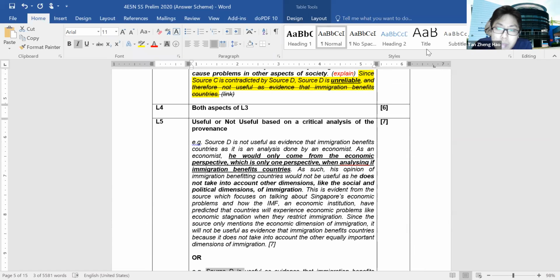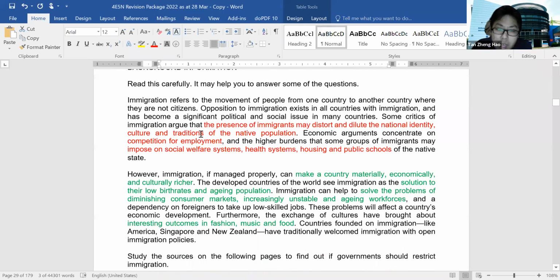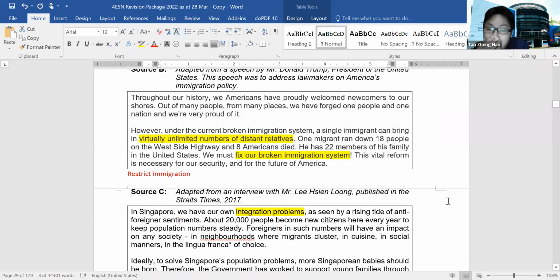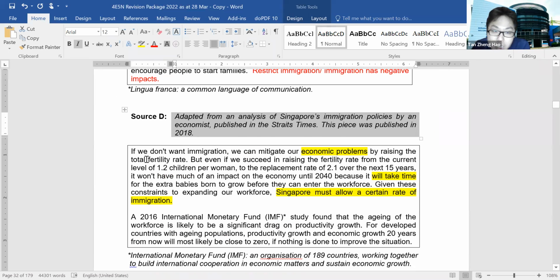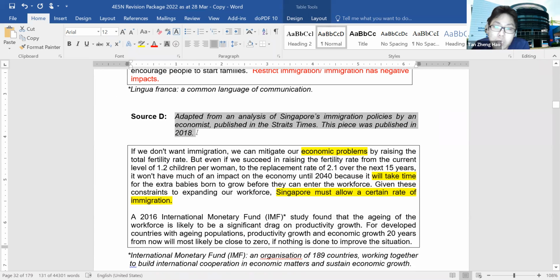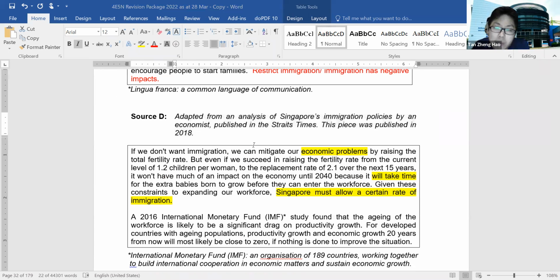Analyzing the provenance means I'm going to look at Source D. Source D is the main source. I'm going to look at what this guy is saying. This guy is the economist, and we're going to look at what this source is saying. Can we believe Source D based on what this source is saying and who this person is? So I'm going to show you the answer just to speed things up a bit.